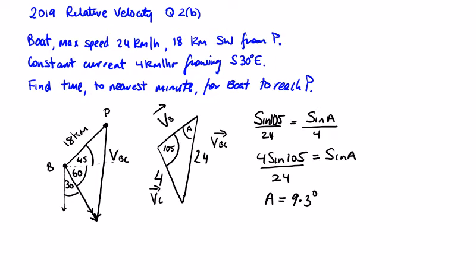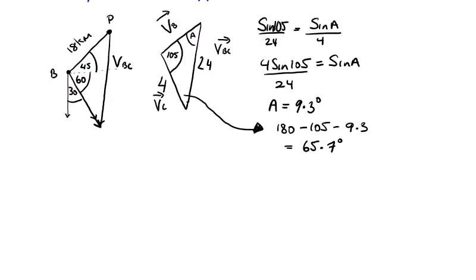9.3 degrees. Okay, I think this is opposite the velocity of the boat, so we're going to need this one here. That's going to be 180 minus 105 minus 9.3, which is equal to, what's that, 65.7 degrees. Okay, where to next?